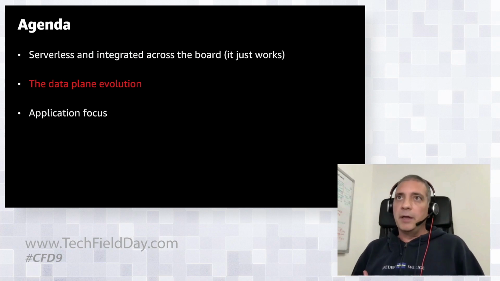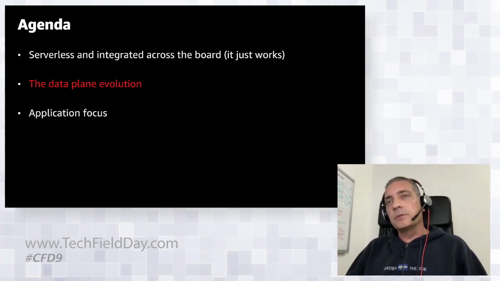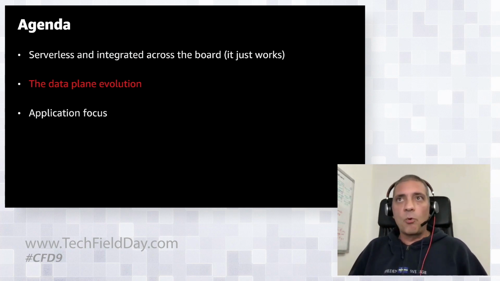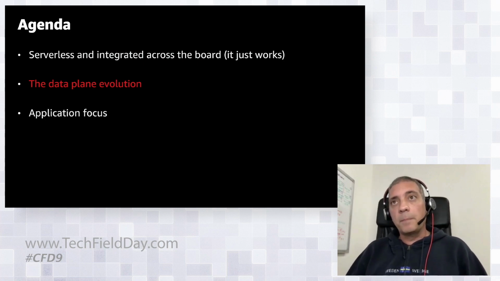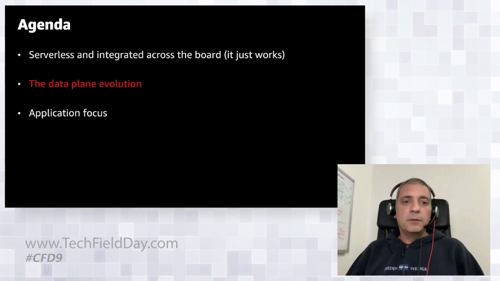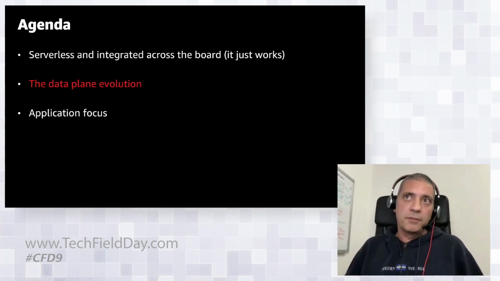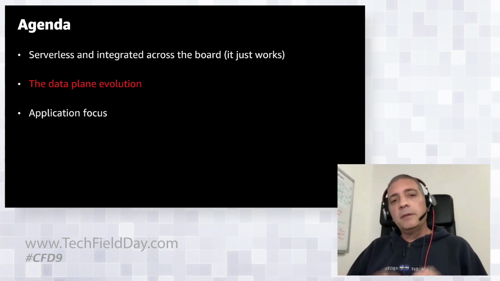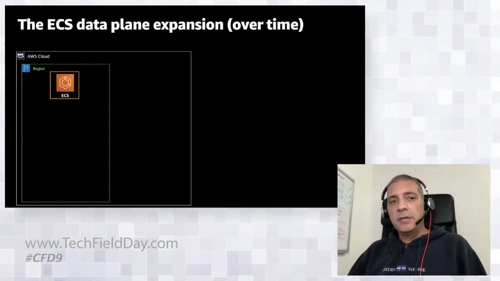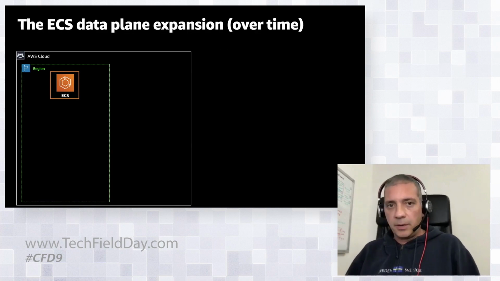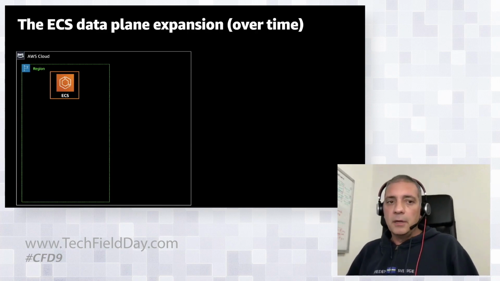Whereas the control plane is the element that controls the deployment of these containers in the form of tasks for ECS or pods for Kubernetes. The container orchestrator does more than this. We will touch upon this, but in this session, I want to focus more on the data plane evolution and just walk you through the history of the ECS data plane expansion, as I call it in this slide.